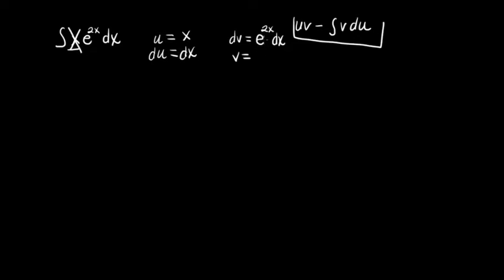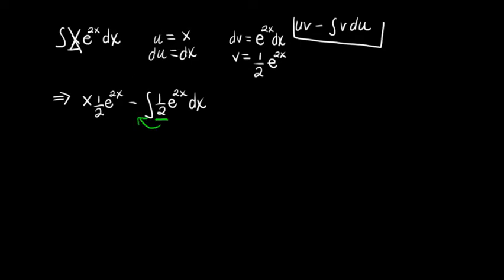Now the antiderivative of e to the 2x will give us 1/2 e to the 2x. Perfect. Let's go ahead and plug into that equation. We have x, which is u, times v, which is 1/2 e to the 2x. Subtract off our integral. V again, 1/2 e to the 2x. Du is dx. Perfect. Now remember what we said about those constants. Let's go ahead and pull him right on out before we take the antiderivative one more time.